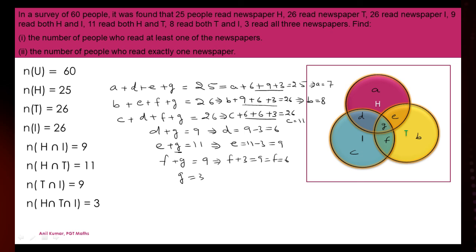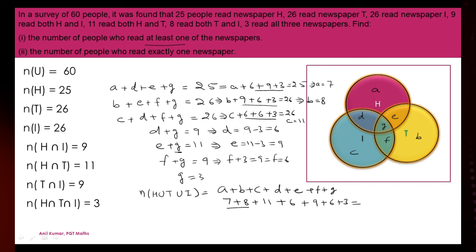Now read the question. How many people read at least one of the newspapers? When I say at least one of the newspapers, it means all these together. So H union T union I. Just add them and that will be so simple. A plus B plus C plus D, E, F and G. So A is 7, B is 8, C is 11, D 6, E 9 and F 6 or G 3. So altogether they become 7 plus 8, 15, 15 plus 11, 26, 26 plus 6, 32, 32 plus 9, 41, 41 plus 9, 50.